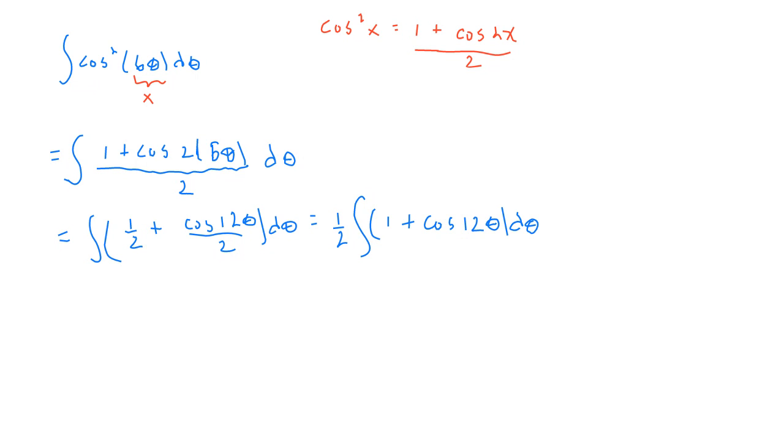And then you would break this up. Hold on, I'll get to that question. I won't show you the whole problem, but I guess I can. You would break this up into 1/2 times the integral of 1 d theta plus the integral of cosine of 12 theta d theta.